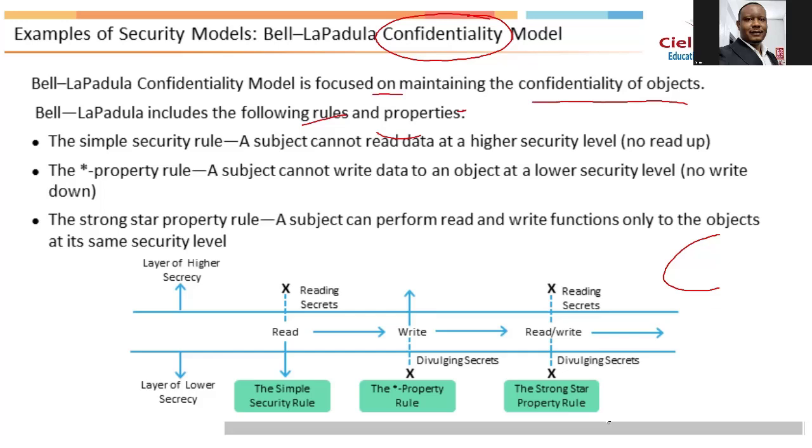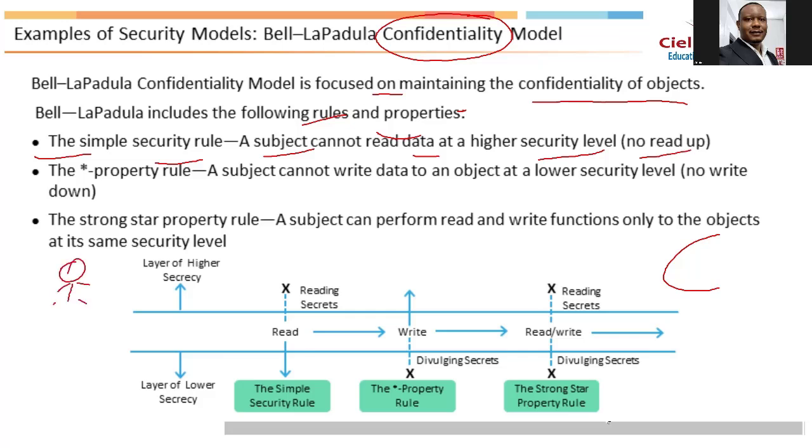Bell-LaPadula is more or less the person who came up with this model. So it's actually someone's name. So we have what we call the simple security rule. The simple security rule states that a subject cannot read data at a higher security level. That's what we refer to as no reader.